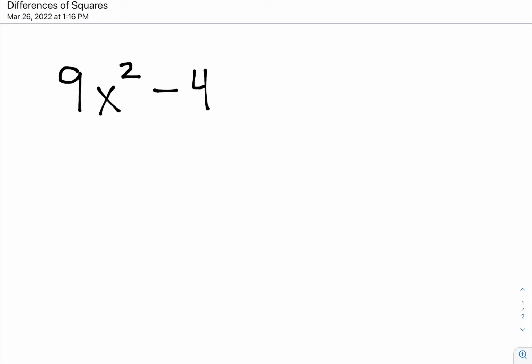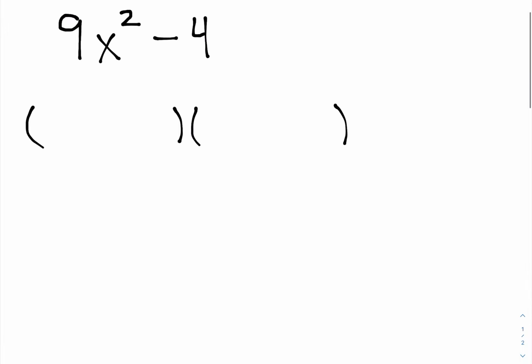Okay, so how could we go about factoring this? Well, we can't really think of the traditional method of two numbers that multiply to -4 and add to 0, and that wouldn't even work because we have a 9 in front. So differences of squares, this factoring method, is a super handy way to factor expressions quickly if we're only dealing with perfect squares and they're being subtracted from each other.